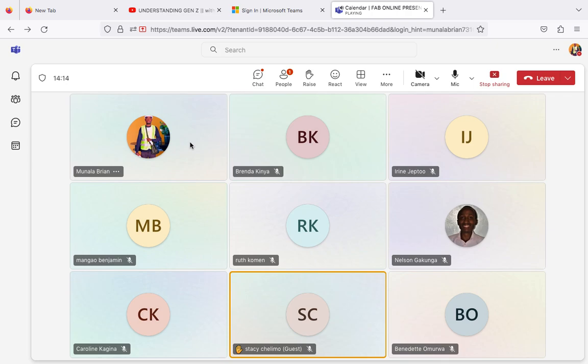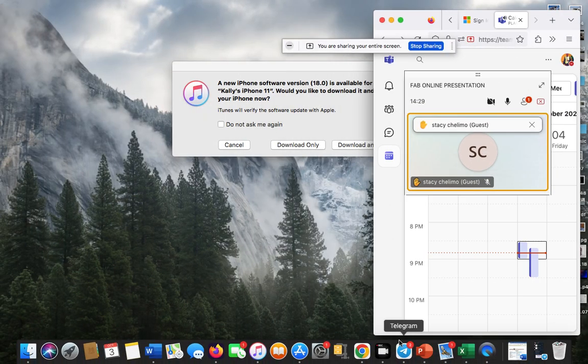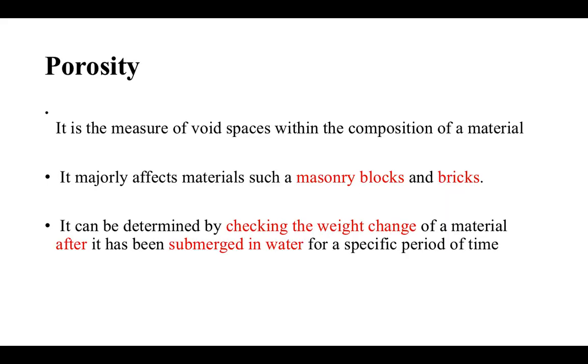Okay, so those are the types of construction materials. So next, I would like us to look at the physical properties of different construction materials. So first of all, the word physical property refers to the physical attributes of materials that can be measured or observed without changing the composition of materials. They include porosity or permeability, surface texture, density, thermal conductivity, wear and tear. So Irene, maybe you can take us through porosity.